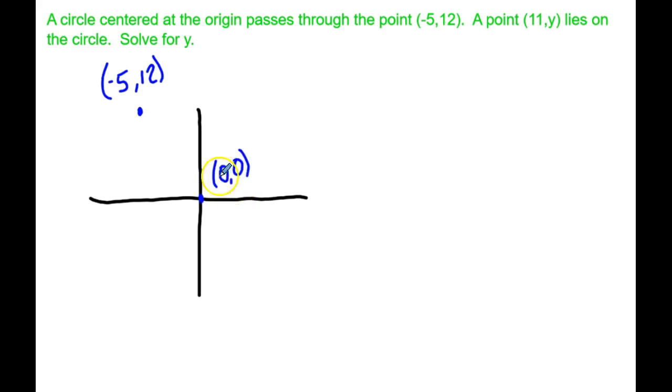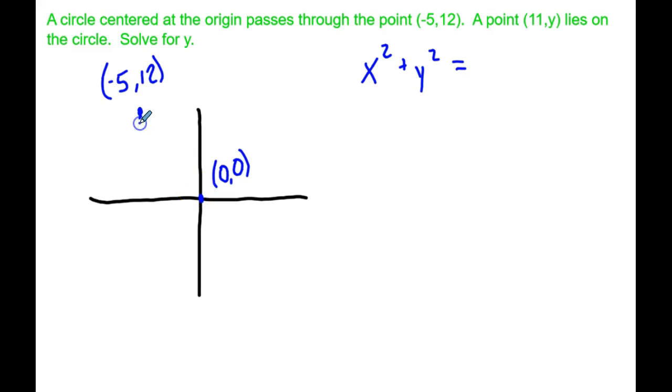So since we know the center is located at the origin, if we were trying to write the equation of the circle, we know that we have x squared plus y squared equal to the radius squared. Now we need to use this other point to solve for r. So if we're centered at the origin and we have a point -5, 12 that is on the circle, if we find the distance between these points, that's going to represent the radius.